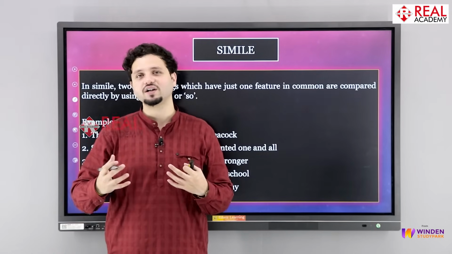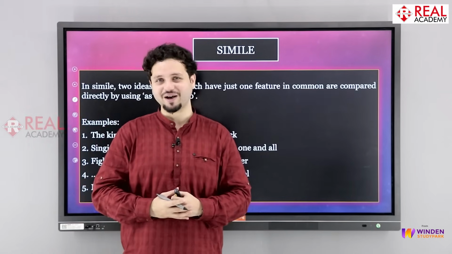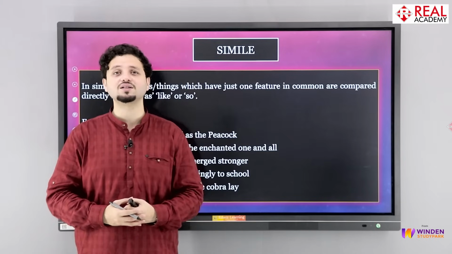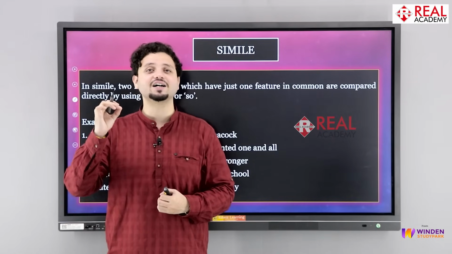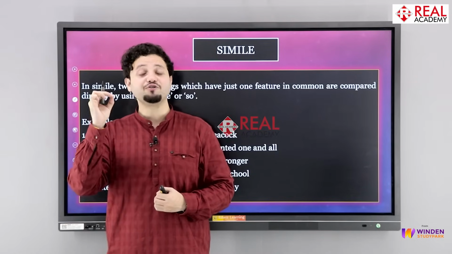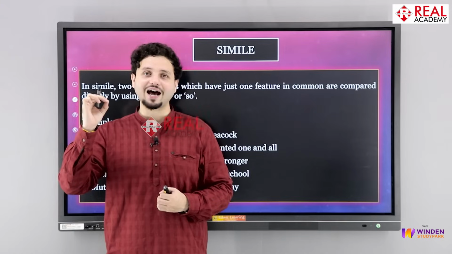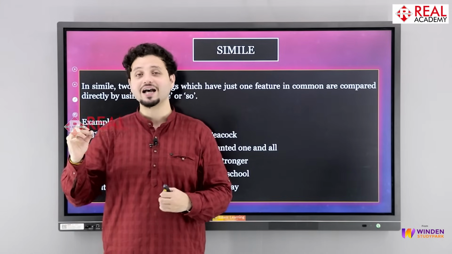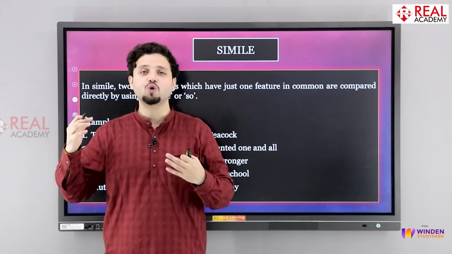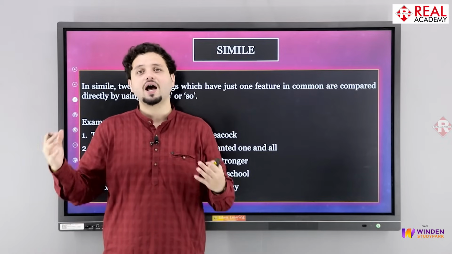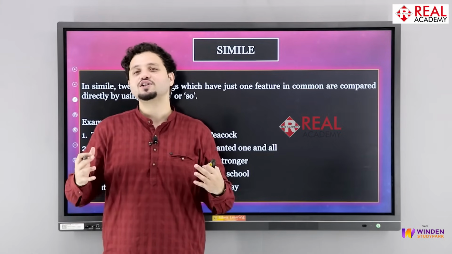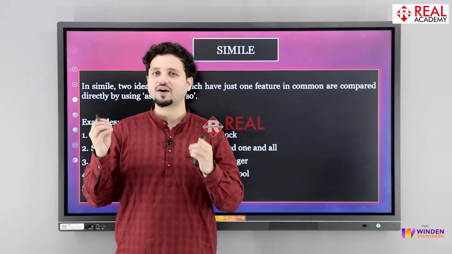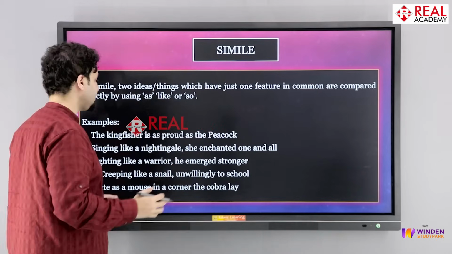And in what way are we comparing? There is direct comparison. Now what is direct comparison? Direct comparison means we are using the terms like, as, or so. If we use the terms like, as, or so in the sentence, and we are comparing two objects, things, or people, then it is called simile. Try to understand it with the examples.